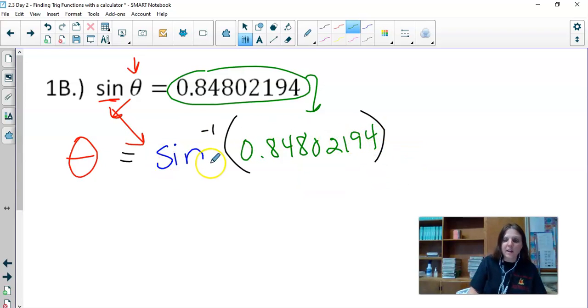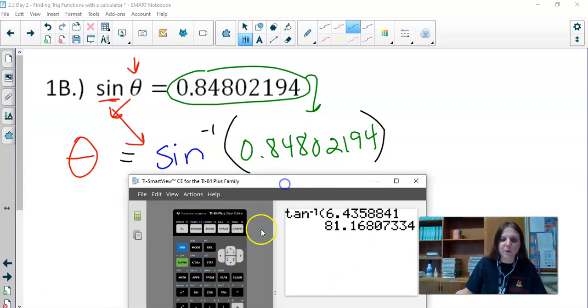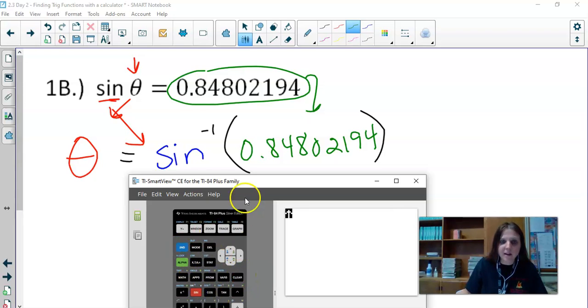Now I'm ready to type this into the calculator. So again, just make sure you're in degree mode, and you're going to type in the second, and the sine gives you the inverse sine, and then go ahead and type in this entire number. If you want to make sure that you didn't make any errors, you can always look at the original number as you're typing it in.